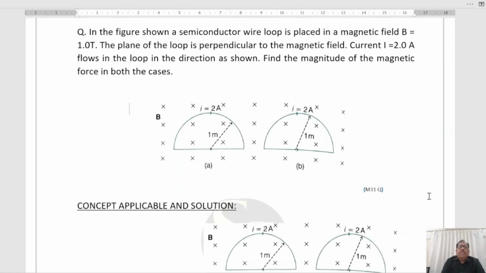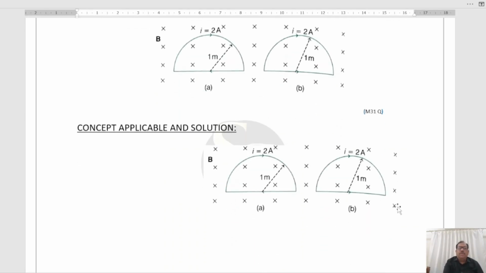Question is, in the figure shown, a semiconductor wire loop is placed in a magnetic field B equal to 1.0 Tesla. The plane of the loop is perpendicular to the magnetic field. Current I equal to 2.0 ampere flows in the loop in the direction as shown. Find the magnitude of the magnetic force in both the cases. Concept, applicability and solution.